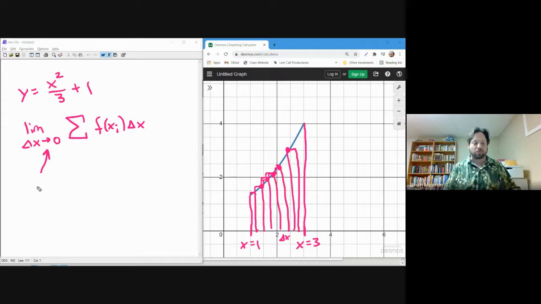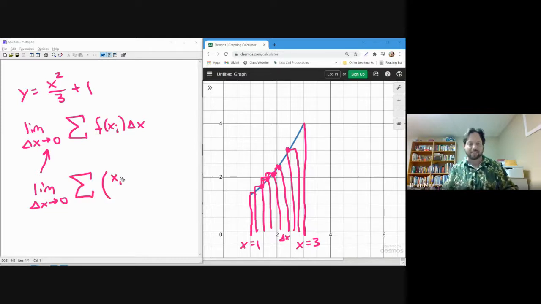Of course, for this particular example, since we know what the function is, we could write our Riemann sum like this. We could write x sub i squared over 3 plus 1. That would be the height of each rectangle, and that would be the width. Now we have this sub i here. That's called an index. That essentially tells us which rectangle we're working with at that point.